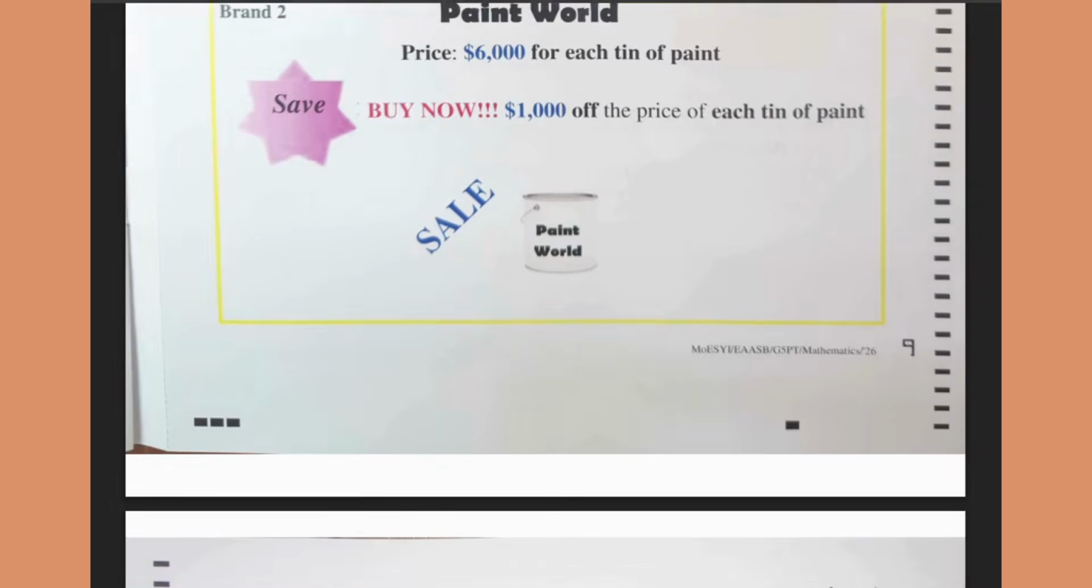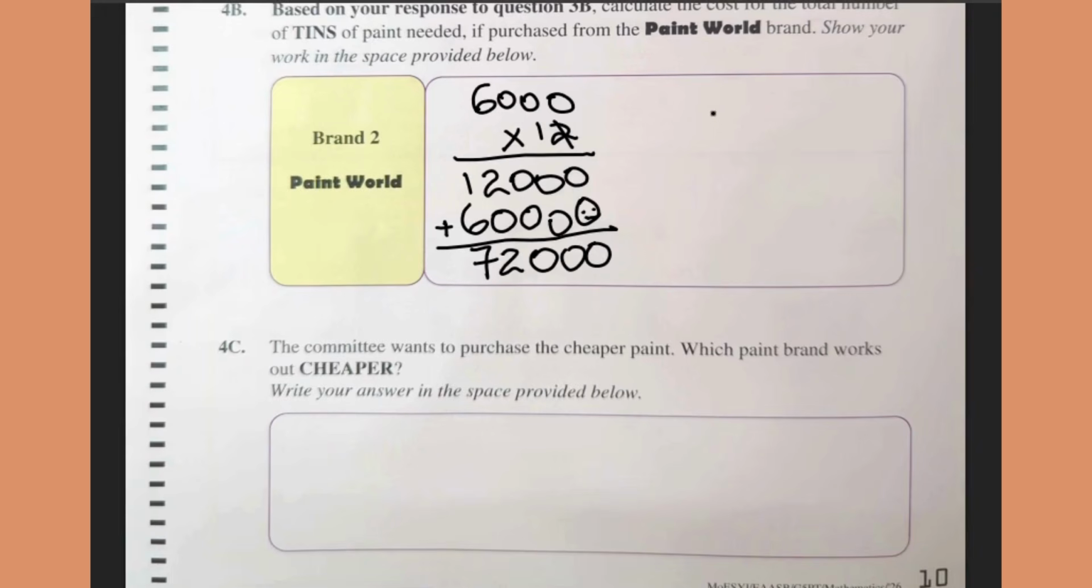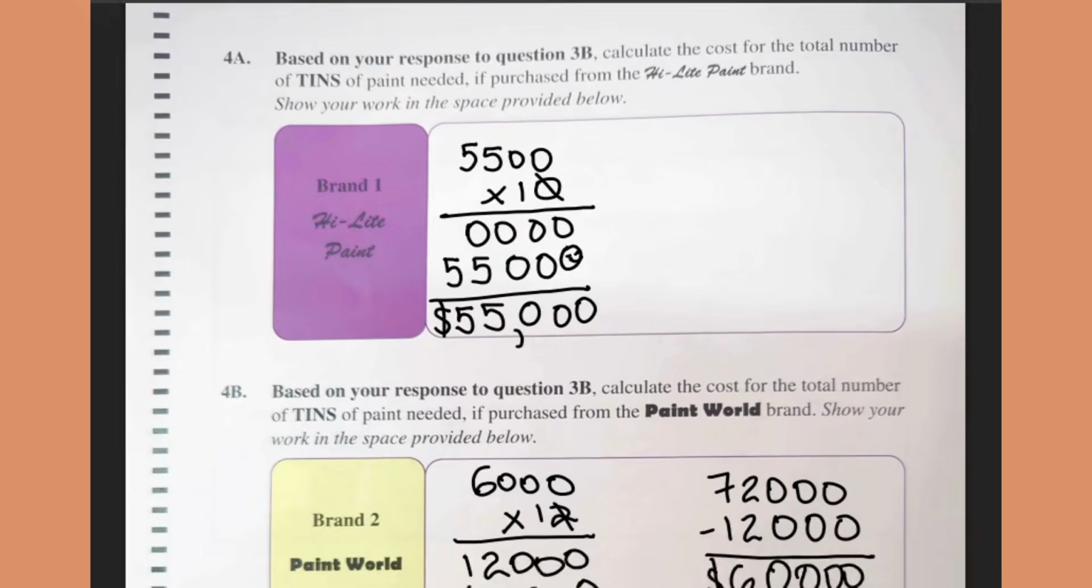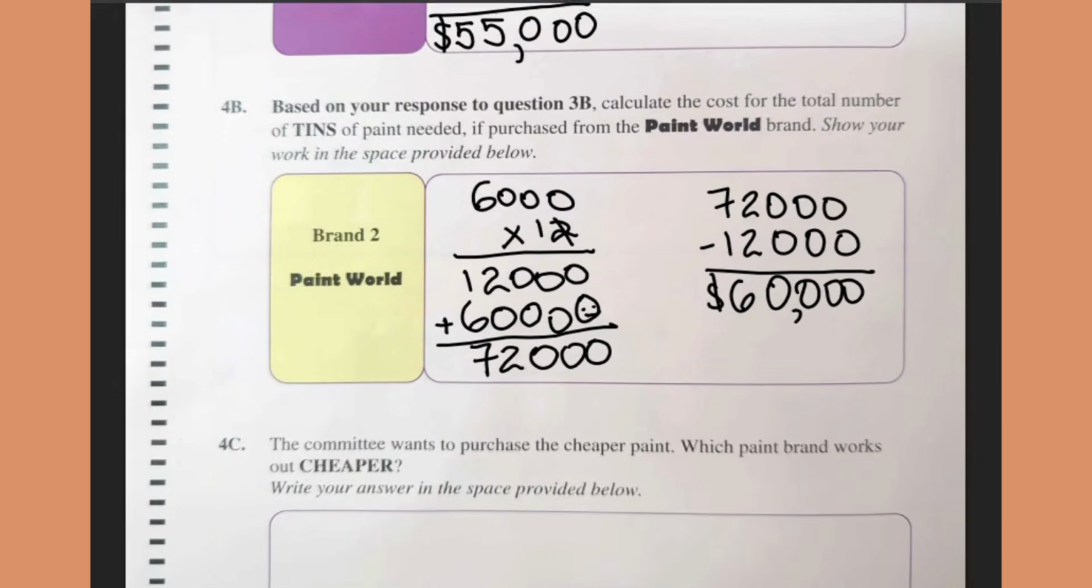each paint sold. And we're planning to buy 12 tins of paint. So that will be 72,000 subtract 12,000. And all of these will be zeros, and then 2 from 2, that's 0, and then 1 from 7, that's 6. So if we buy from this brand, it's going to cost us 60,000. So now we know what each brand is offering.